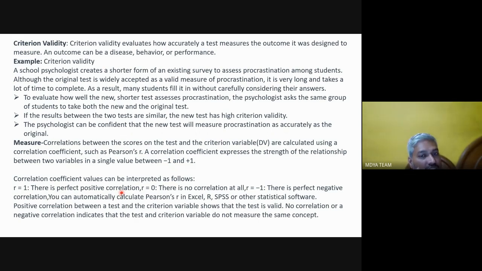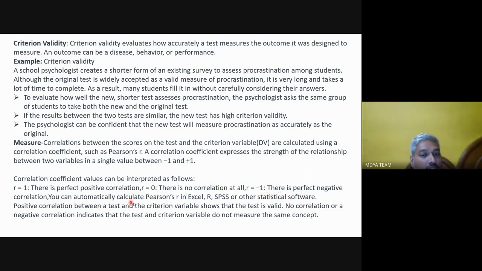Means there is a positive correlation between the previous test, the existing survey test result, and the shorter survey test result. And if it is 0, there is no correlation. Means if the coefficient correlation is 0, then there is no correlation between the existing survey test result and the shorter survey test result. And if it is -1, there is a negative correlation, right?